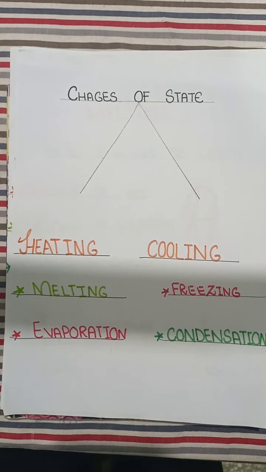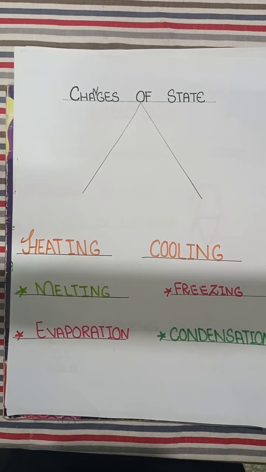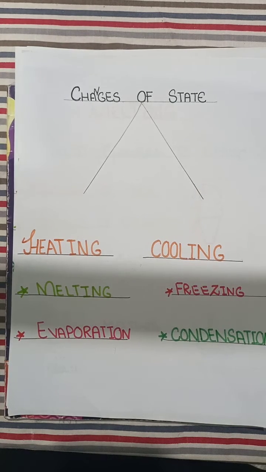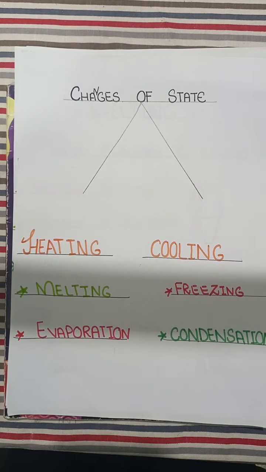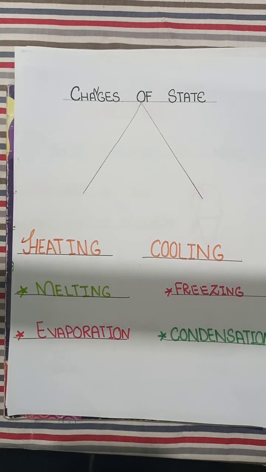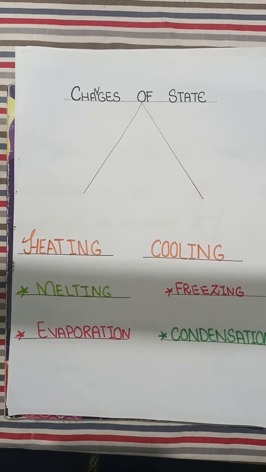Our next topic is changes of state. Changes of state means the three states of matter, solid, liquid and gas, can be changed from one state of matter to another state of matter. How can these three states of matter be changed from one state to another? They can be changed by heating and cooling. When we heat a solid substance, it can be converted into a liquid substance. When we cool a liquid substance, it can be converted into a solid state.